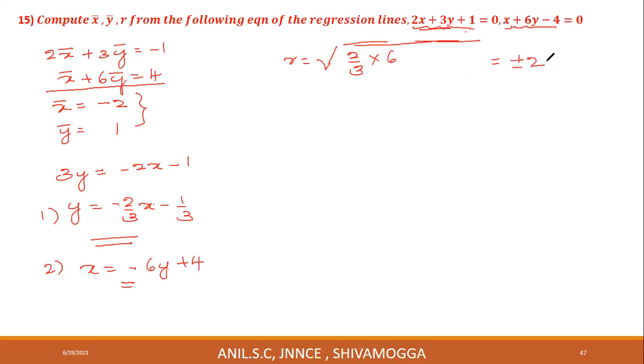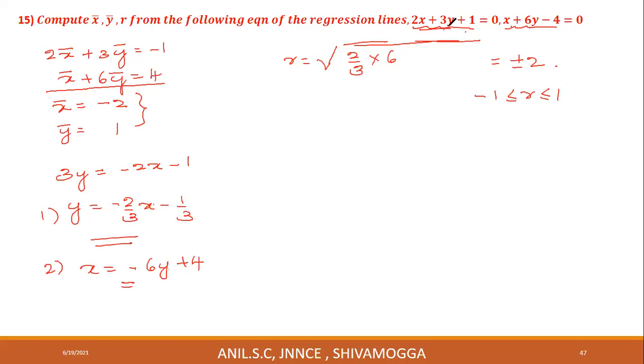Can we accept this value? r is equal to plus or minus 2. R always lies in the interval minus 1 less than or equal to r less than or equal to plus 1. R cannot exceed these limits minus 1 and plus 1, right? Therefore, r equal to 2 is not acceptable. Now we think of other possible ways.